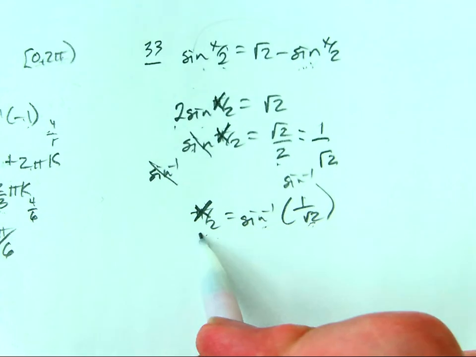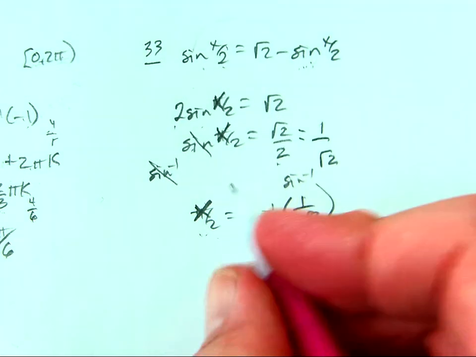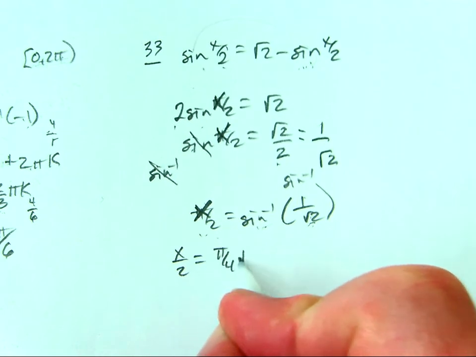So what angle has a sine of 1 over radical 2? That's 45 degrees, so π/4. So x over 2 equals π/4 plus 2πk.